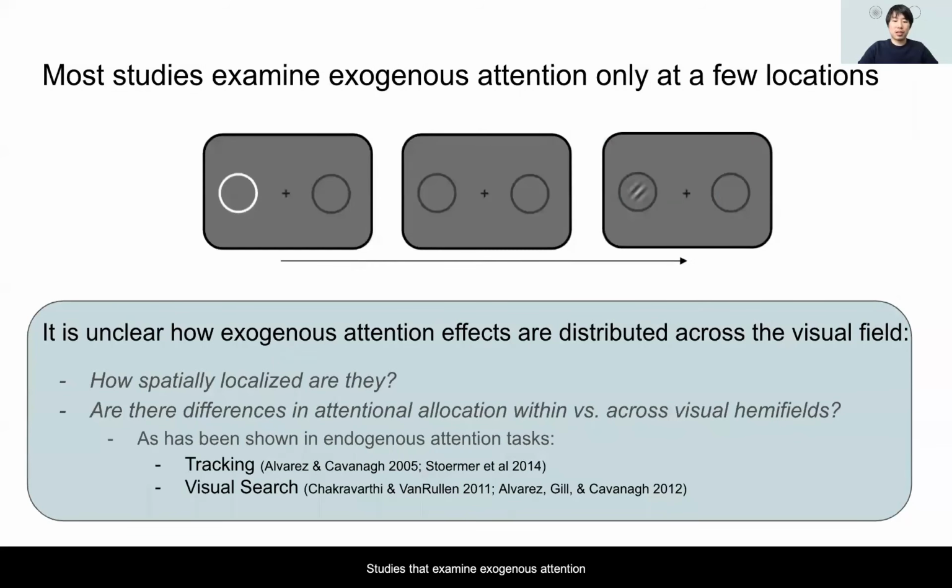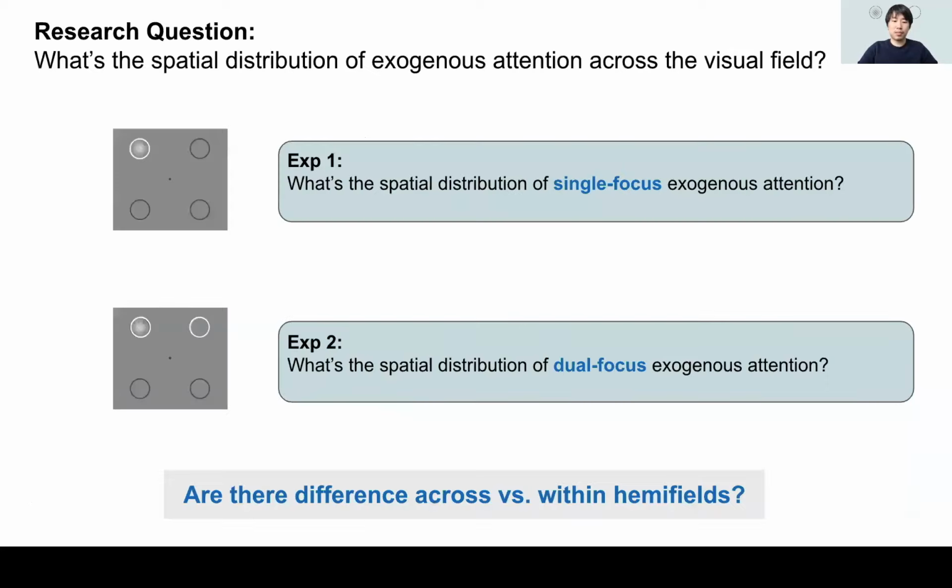Studies that examine exogenous attention usually show an uninformative cue shortly prior to target presentation, therefore enhancing the performance of discriminating different targets. However, most studies only use a few locations, like left and right side, leaving it unclear how exogenous attention effects are distributed across the visual field. Here we are interested in investigating how spatially localized exogenous attention is. More specifically, we are investigating if there are any differences in attentional spread within versus across visual hemifields, as shown in endogenous attention literature in various paradigms.